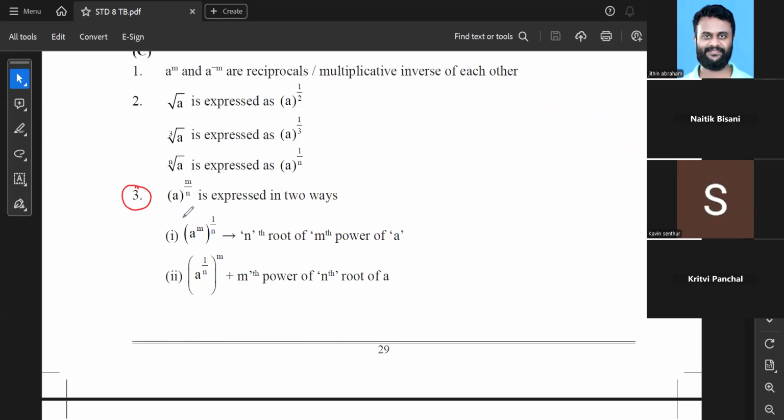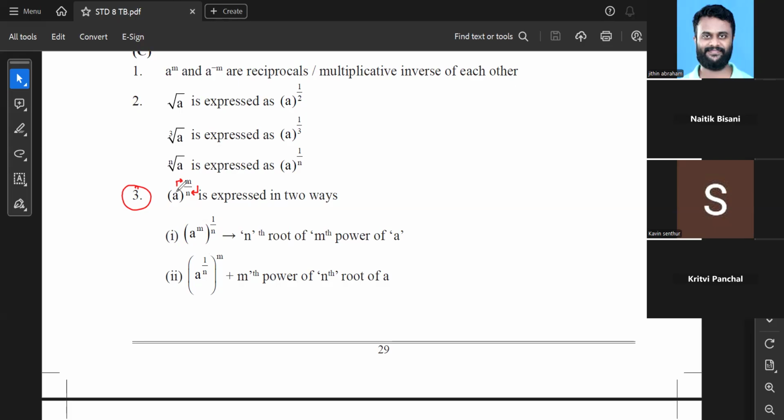Now, third point. A raised to m upon n is expressed in two ways. Let's see what kind of two ways. Logically speaking, what is this m upon n? Whatever is in the numerator is the power, so if it is 2 it is treated as square, whereas whatever is in the denominator is treated as root. If it is 2 it will be treated as square root, if it is 3 cube root, and so on. So the denominator is for root and the numerator is for the power.